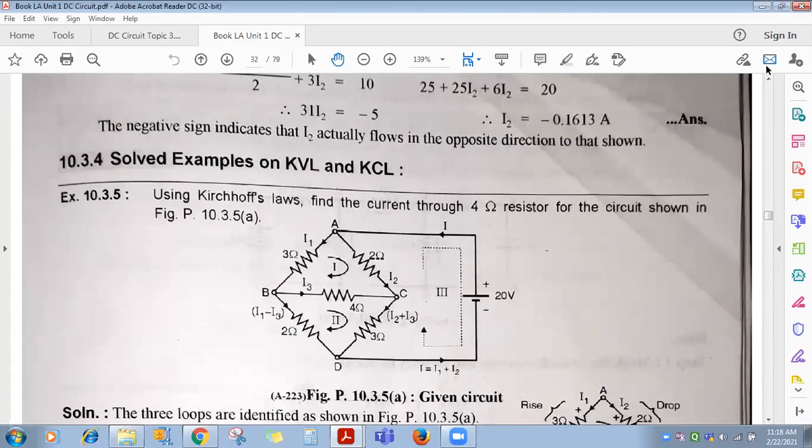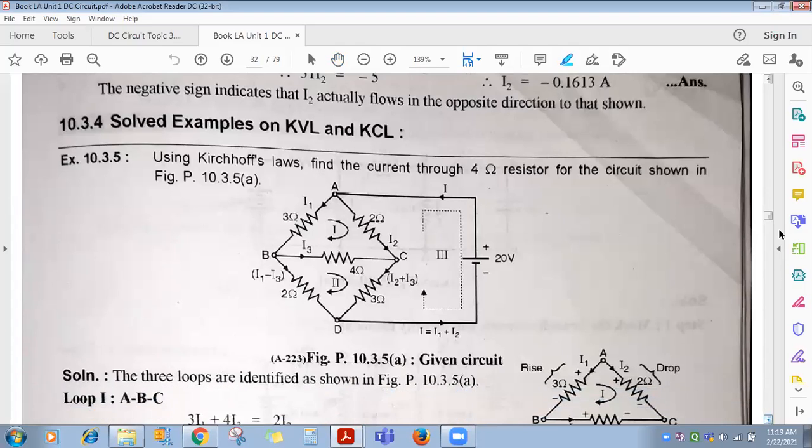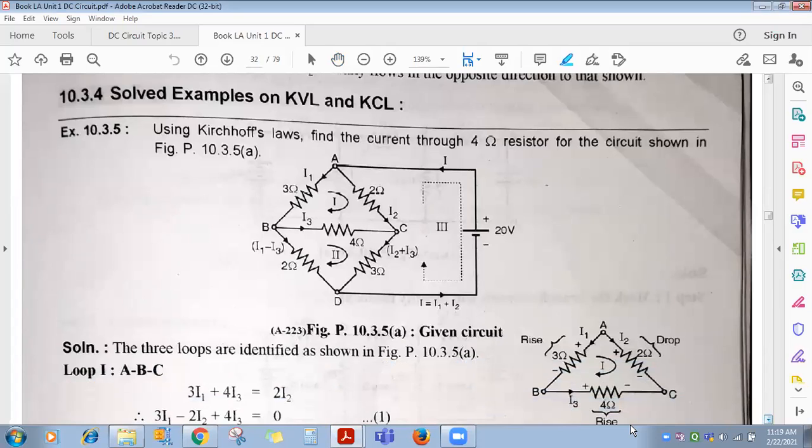So see, first step, all of you please observe the circuit. Hope everyone solved it at home because it was homework. Okay. So just a minute, let me adjust this bar somewhere.